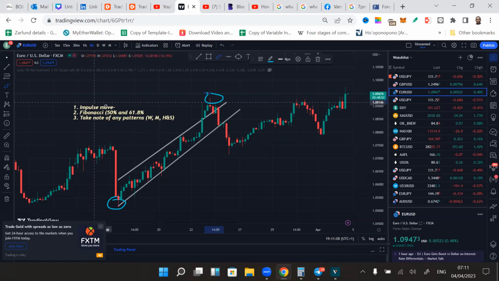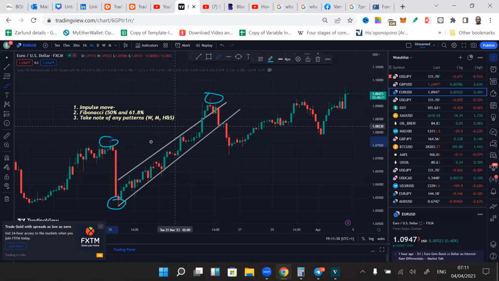So we said, number 1, find an impulse move. The next thing, you pick out your Fibonacci and you focus on the 50% and the 61.8. Now we pick out the bottom of the move and the top of the move. If it was this one we're targeting, we target this top and this bottom. Since we are looking at this one, we have this bottom, we have this top.